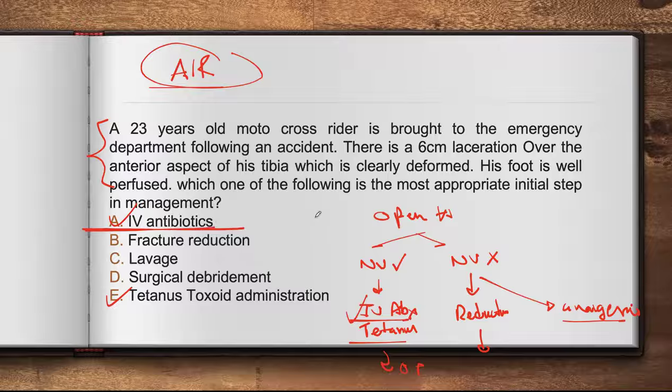Okay. Same patient, I've seen another question where they said that the pulse is absent in this patient. So if pulse is absent, what will be your answer in that case? In that case, you will choose the fracture reduction. So it's important to read the question fully.